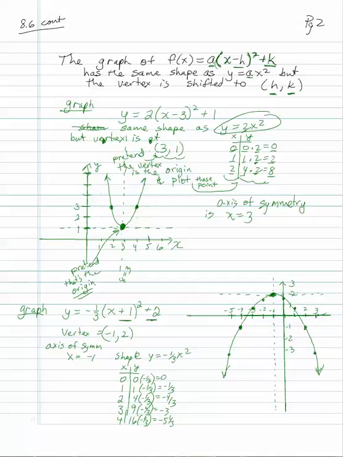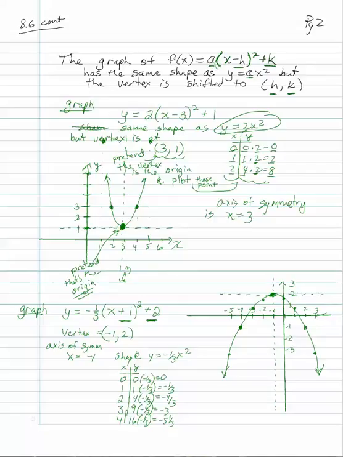So the hard part is just figuring out what the vertex is, which with this form is super easy. In the next section we're going to tackle, well, what if it's not in this form? Then we'll learn how to convert it, completing the square. And then of course I'll give you a shortcut too.